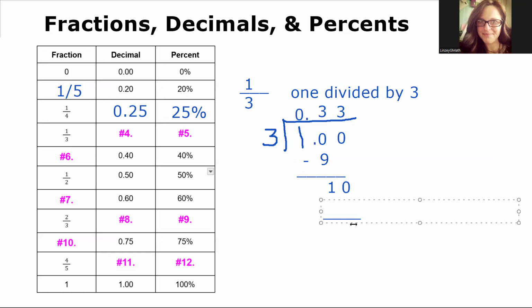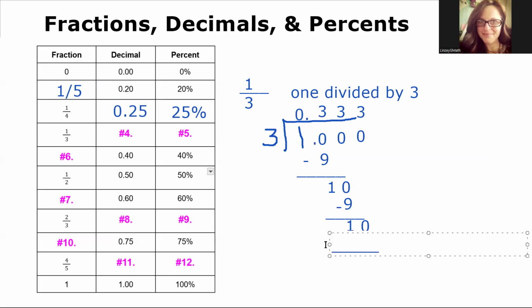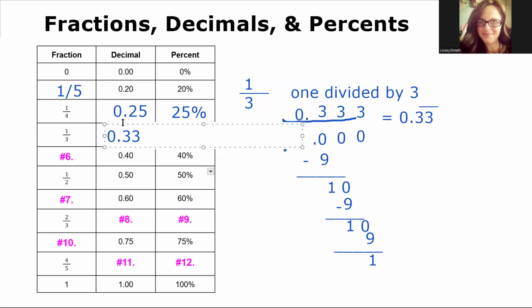Do you see the pattern? 3 goes into 10 3 times. We get 9, remainder 1. So this is going to repeat. 3, 3, 3, 3 forever. So we can write the decimal 0.33 with a bar on the top to indicate the repeating numbers. Number 4, 1/3 as a decimal, 0.33 repeating.